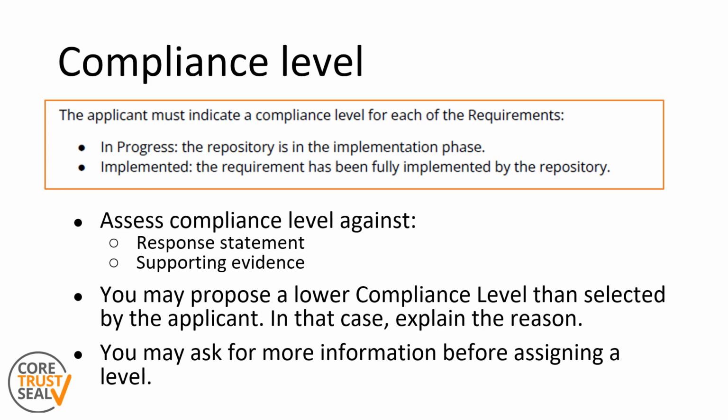Now, let's move to compliance levels. The applicant must indicate a compliance level for each requirement. In the new requirements, there are only two levels. The repository is either in progress or the requirement has been fully implemented. The compliance level is an indicator of the applicant's self-assessed progress, but you, as a reviewer, need to judge against response statements and supporting evidence. You may propose a lower level, and you may ask for more information before assigning a level. Please bear in mind that you should never increase self-assigned compliance levels.